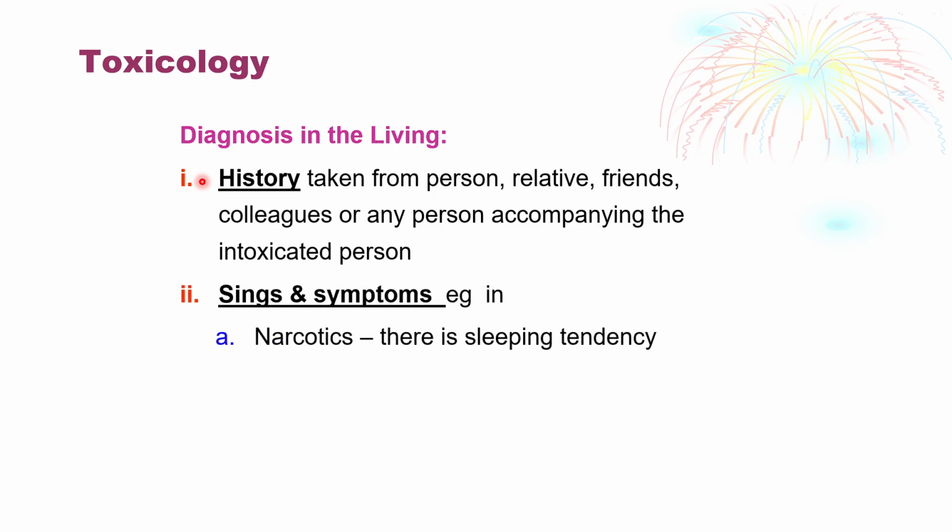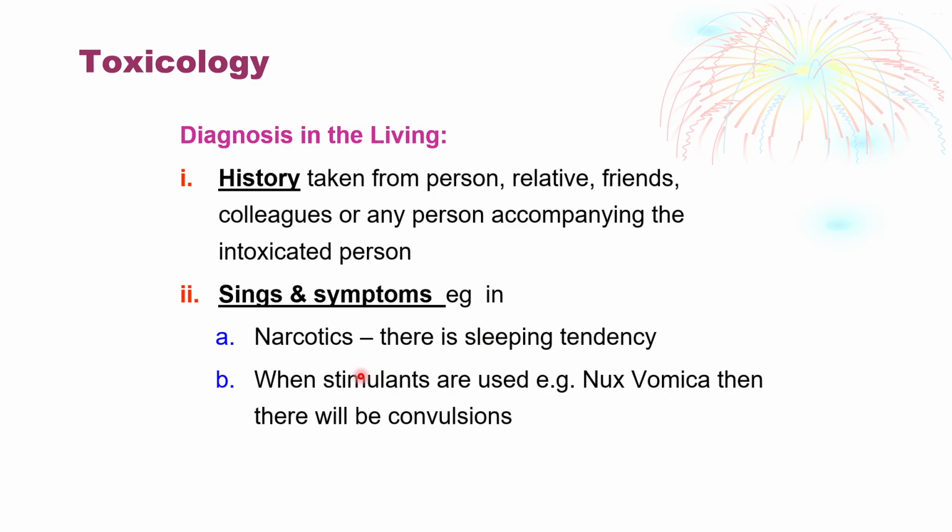Second is the signs and symptoms. For example, he might have taken some narcotics and the signs and symptoms show a sleeping tendency. So as a physician, it must come through your differential diagnoses that he might have taken such types of poisons which act on the nervous system and cause a sleeping tendency. Or it might appear that he is overstimulated and showing very high convulsions like opisthotonus, pleurosthotonus, or other high convulsions. So we might go for stimulants like Nux vomica or strychnine that act on the spinal cord and cause these convulsions.